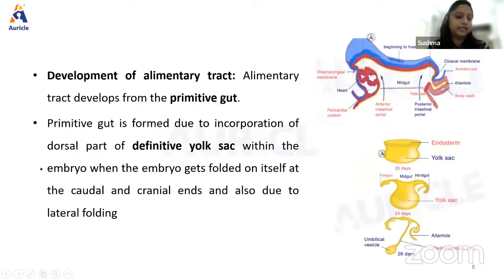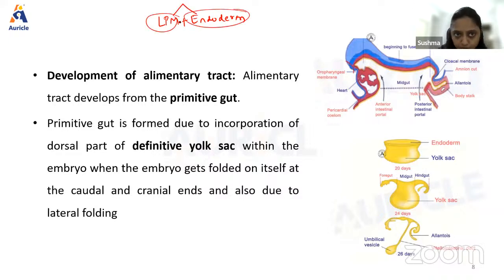All right. Let's start with the development of the alimentary tract. Now, guys, I told you the last time, the lining of the gut actually comes from the lateral plate mesoderm plus endoderm. That means the development is taken by these 2 layers: one is the mesoderm, another is the endoderm. Both together will give rise to my alimentary tract. Let us look at how it takes place.